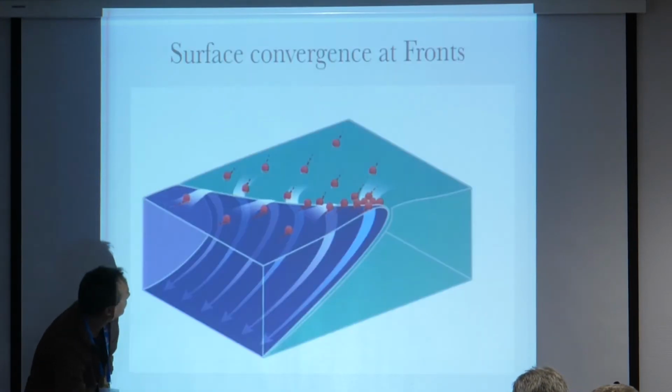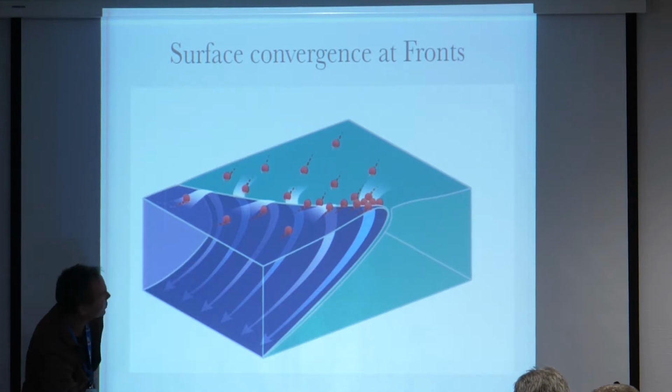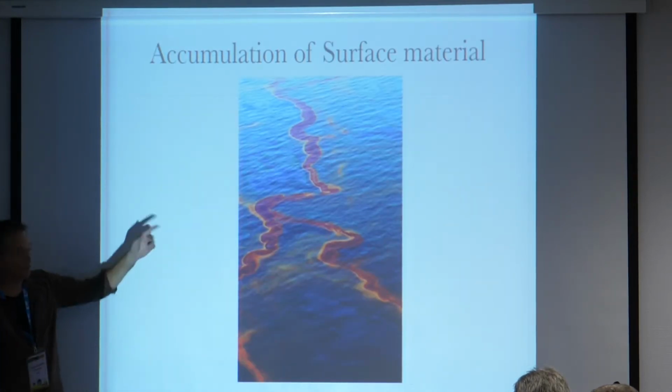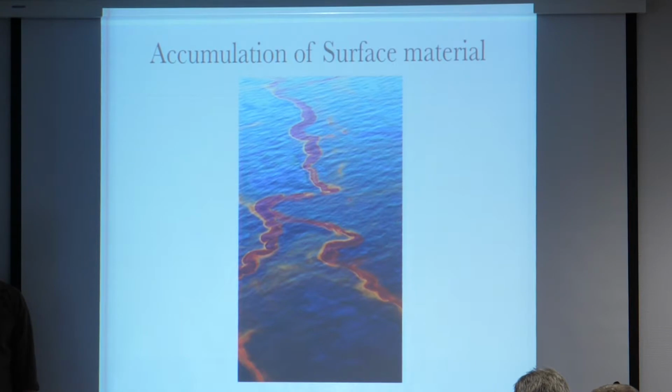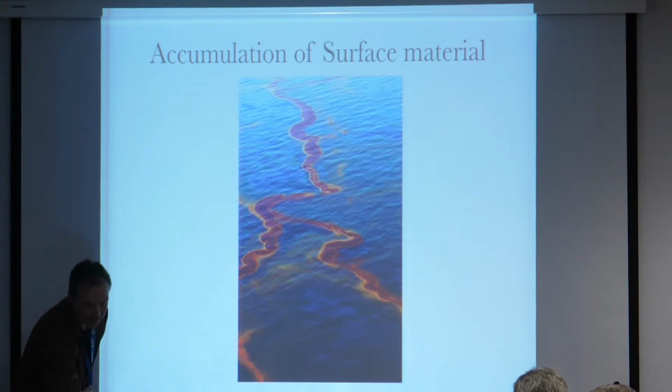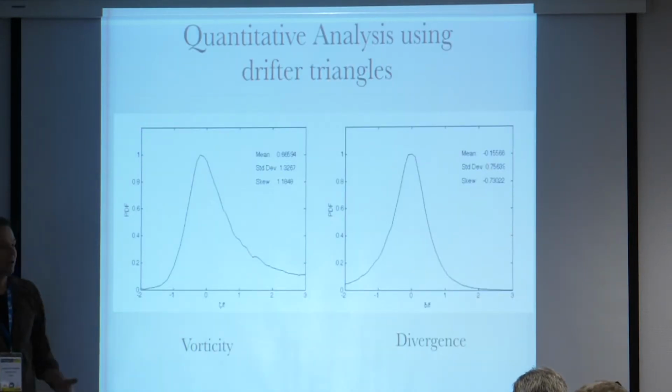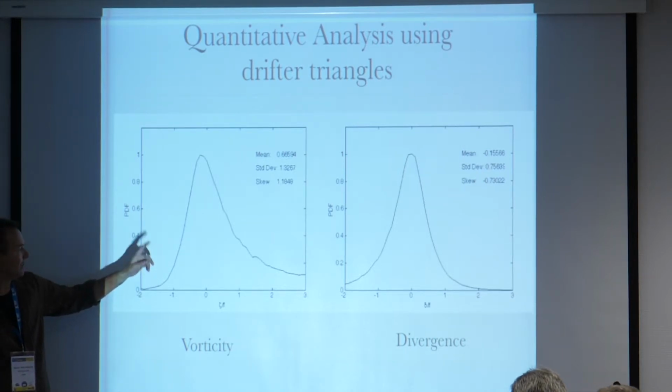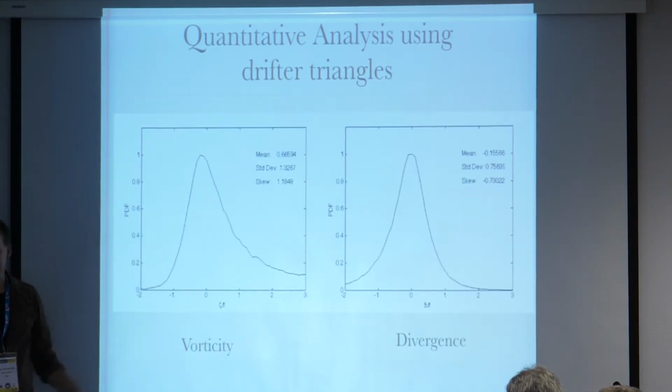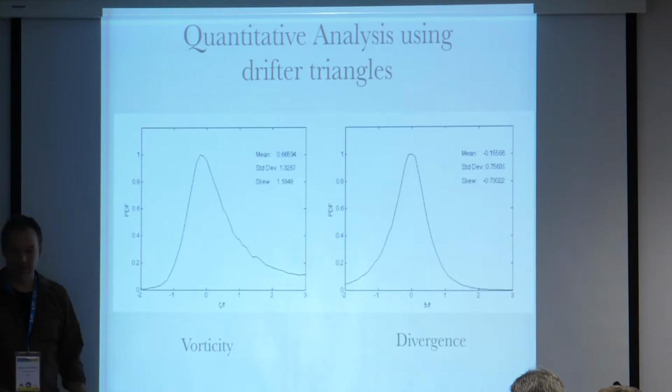And so that's the result of these frontal processes, which leads to, for instance, if you have an oil spill, that oil tends to accumulate in lines. And so that's not an oil property, but that's a result of the dynamics in the surface layer. And understanding that better is important. So what those drifters allow us to do, these large drifters, you can do triangle analysis. And so what you find with these drifters, you find statistics that correspond to the statistics of the model.